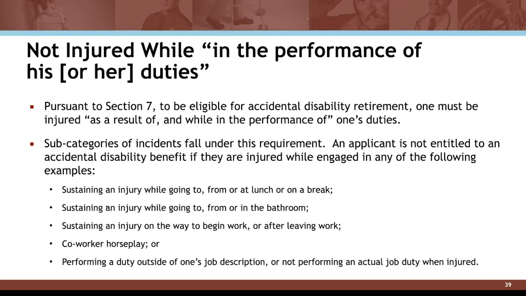Another reason is if a coworker horseplay is involved. And another reason is if the person was injured while they were performing a duty outside of their job description, or they weren't performing an actual job duty when they were injured. And I'll get into some of those examples.